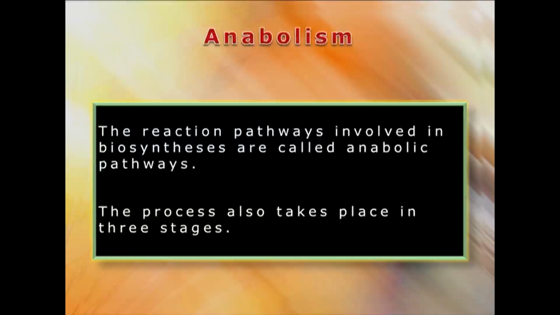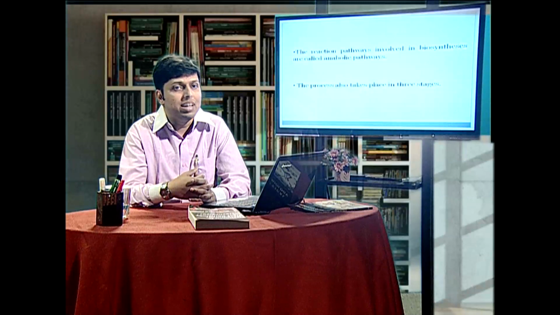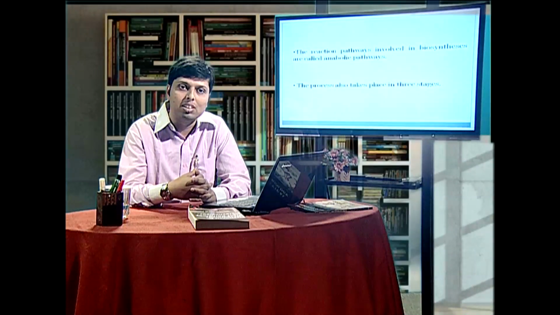The metabolic reactions that actually lead to the biosynthesis of macromolecules are called anabolic reactions. In anabolic reactions, there are also three stages of formation of biological macromolecules, but they happen in the reverse direction as compared to the catabolism. For instance, first the precursor molecules are biosynthesized, from them the building blocks are synthesized, and last of all the building blocks are assembled to form the biological macromolecules.